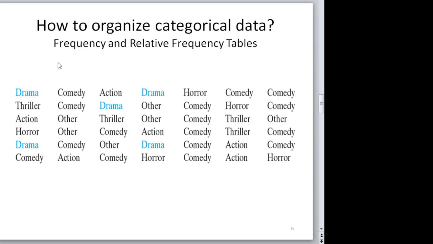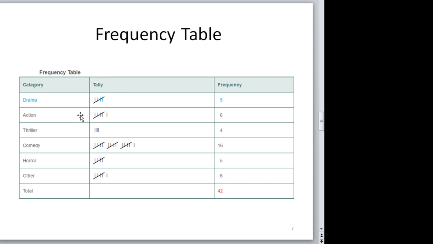So you go through all these movies one by one, checking how many different types of movies we have, and you count using the tally technique. So drama, you have 1, 2, 3, 4, and one diagonal means it completes the group of 5, right? So we have 5. What about action? Well, action right here, we have 1, 2, 3, 4, 5, and we have one more, so it's got to be 6. And thriller, we have 1, 2, 3, 4, right?